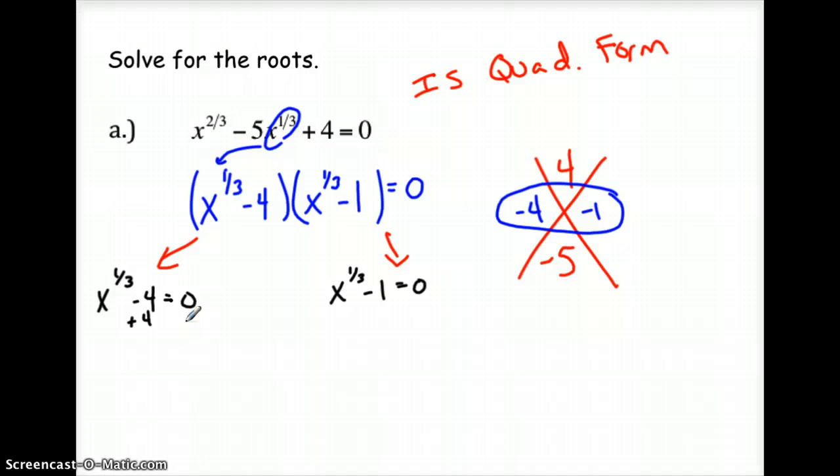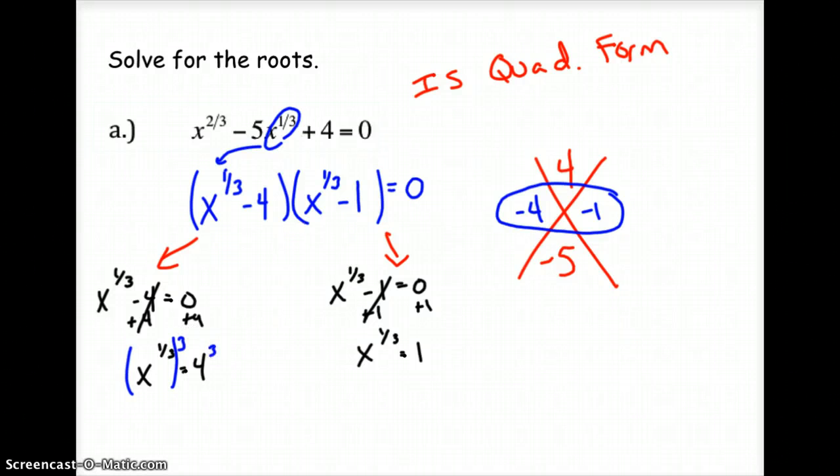Add 4, x to the 1/3 equals 4. And over here I would add 1. So x to the 1/3 equals 1. Now, here's the problem. I need to get x alone, but how do you get rid of a power that's a third? Like if we have x squared, we take a square root, but that's not going to work for us. So here's what you need to remember. 1/3, if you think about power over root, x has a power of 1 and a root of 3. This is basically like a cube root here. And so to get rid of a cube root, you cube it.